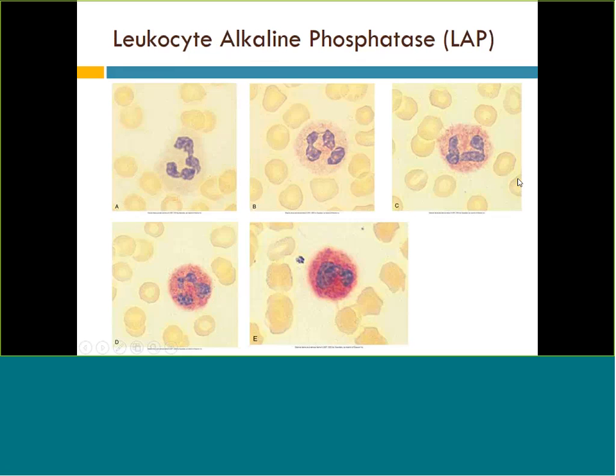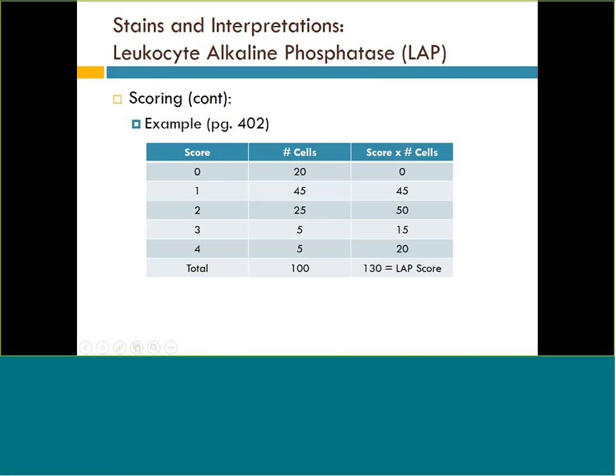So once they apply the stain, they're going to go through the slide, look for 100 of these different segmented neutrophils and bands, and grade them, whether they're 0, 1, 2, 3, or 4, based on the reaction of the stain. Once they do that, now I'm going to go back to the slide I skipped. So they have the score in the one column, 0 through 4, and then they write down how many cells they found with each score. So in this case, they found 20 cells were a score of 0, 45 segmented neutrophils and bands were a score of 1, 25 were a score of 2, 5 were a score of 3, and 5 were a score of 4. So of course, that makes 100 cells, 100 neutrophils that they counted.